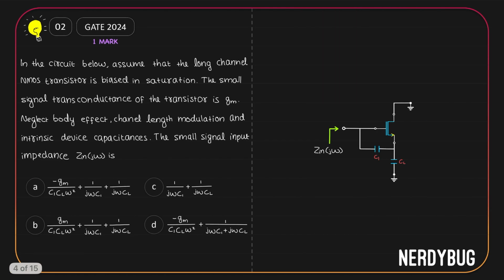Let us solve the next problem. In the circuit, assume that the long channel NMOS transistor is biased in saturation. The small signal transconductance of the transistor is Gm. We can neglect body effect, channel length modulation and intrinsic device capacitances. What we have to find out is the small signal input impedance Zin as a function of j omega.